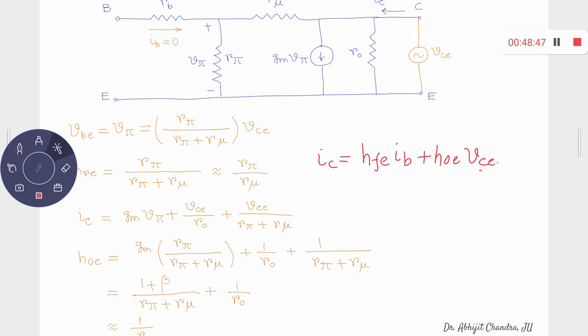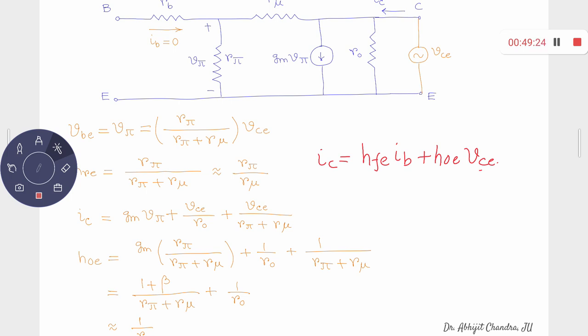There are so many models. There is another model known as the RE model. The pi model is sufficient, but apart from the pi model, I introduced these to make the point that this is not the only model. There are other models as well: the H model, and then the RE model, which is also known as the T model. Apart from the pi model, you have the T model and the H model.